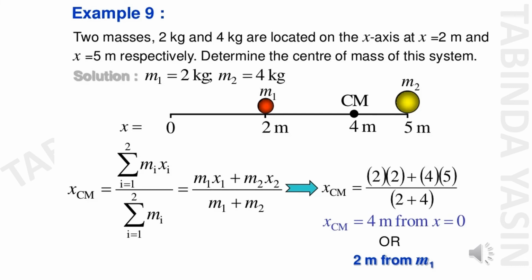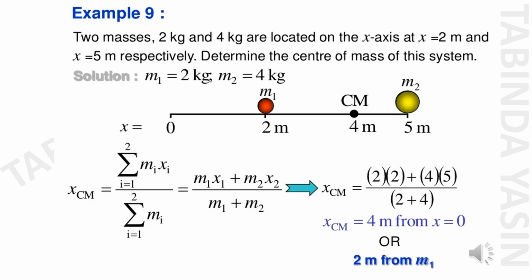It means that from some point origin O, the mass m1 is at the distance 2 meter and the other, m2, is at the distance of 5 meter. So there must be a central point which should be the center of mass of the two masses. So the solution is that m1 is equal to 2 kg and m2 is equal to 4 kg.